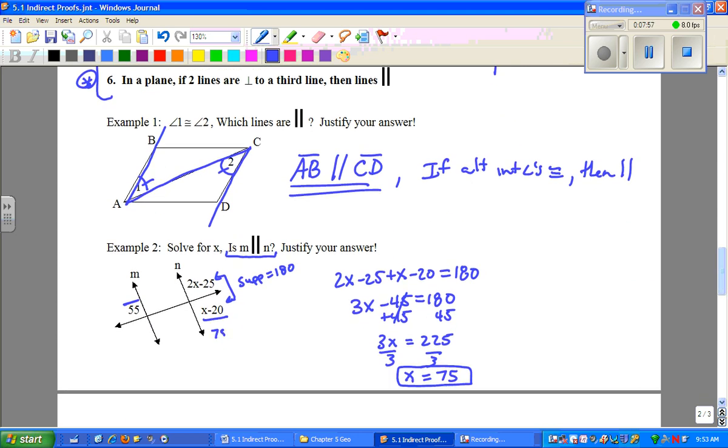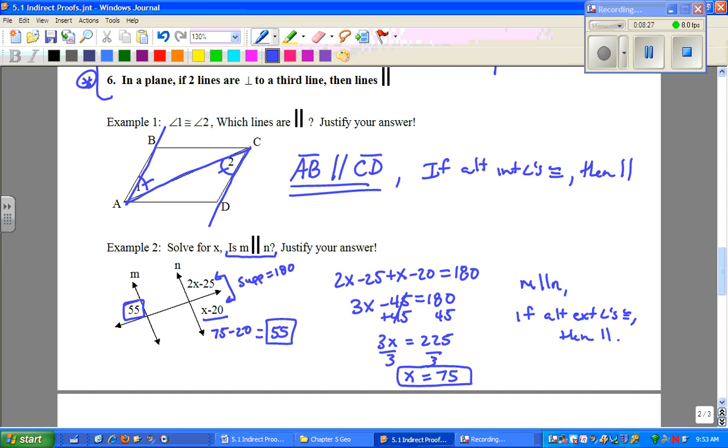So if I put in the 75 here and I minus 20, what happens? 75 minus 20, I end up getting my answer of 55. Is that the same as this angle over here? So we can say that M is parallel to N because if alt exterior angles congruent, then parallel lines.